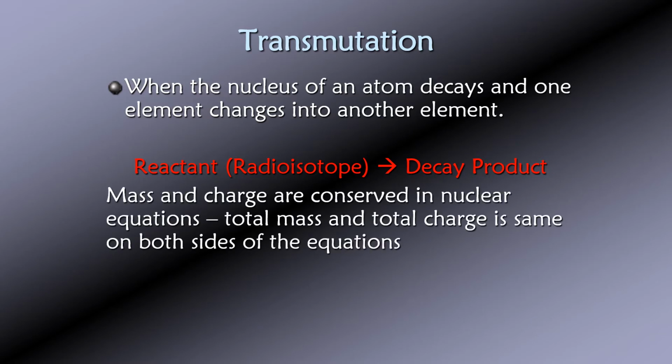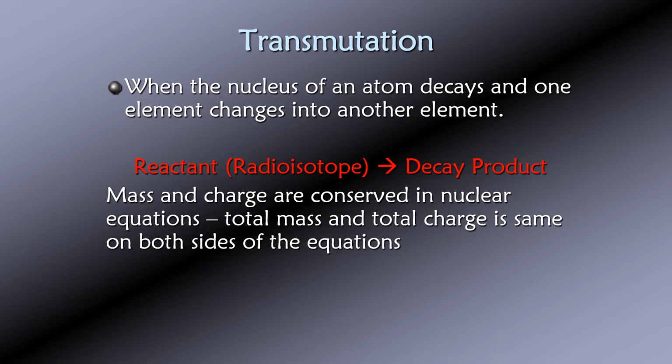Now, one thing to keep in mind is that in this setup of a nuclear equation, the mass and the charge on both sides of the equation has to be the same. So just a quick review. What is the mass? Mass is the number that you see on the top with the symbol of the element. And then your charge is the number at the bottom that you see with the symbol of the element. So charge is the same thing as the atomic number, just so you guys are not confused.